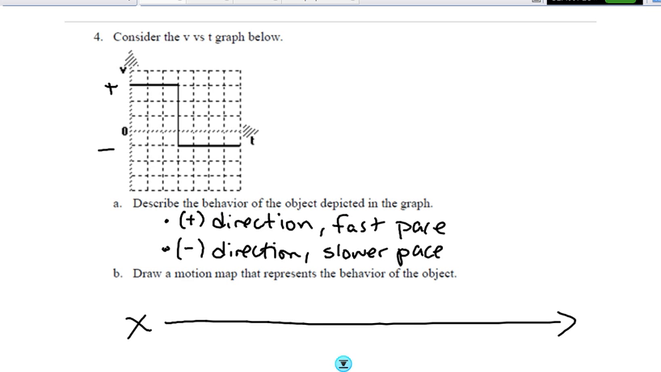We're asked to draw a motion map. Again, we don't know where the object is, but because the object is going to start by going to the right, let's draw our first dot as far to the left as possible. So this is going to be our origin. Now, if we assume that each of these are seconds, 1, 2, 3 seconds, then this is time 0, and we're going to draw large arrows that point to the right. That's 1 second. That's 2 seconds.